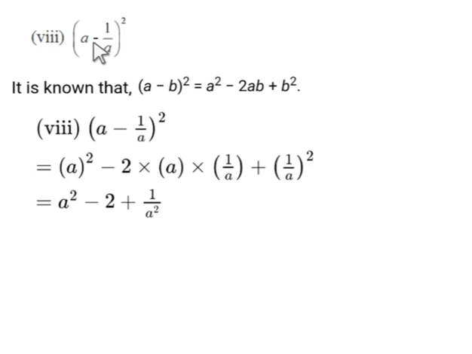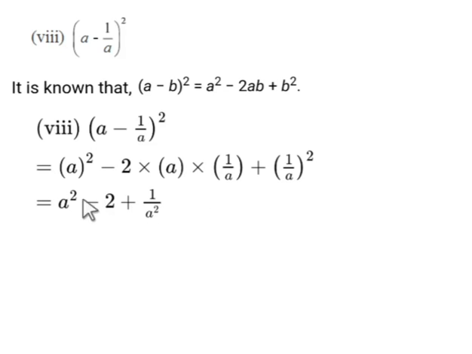Now eighth example, (a minus 1 upon a) whole square. Now it is of the form (a minus b) whole square. So it is known that (a minus b) whole square is a square minus 2ab plus b square. Now here we will write the first term as a square, minus 2 into a into b, that is 2 into a into 1 upon a, plus (1 upon a) whole square. Now here in the middle term a will get cancelled. So the first term will be a square, minus 2 into 1 is 2, plus 1 square upon a square is 1 upon a square.